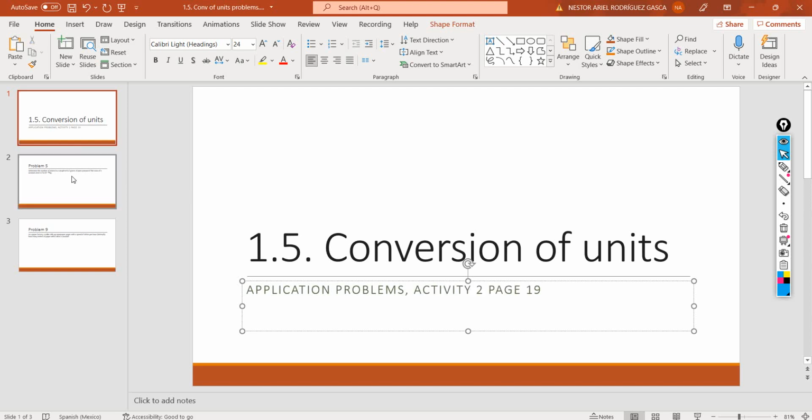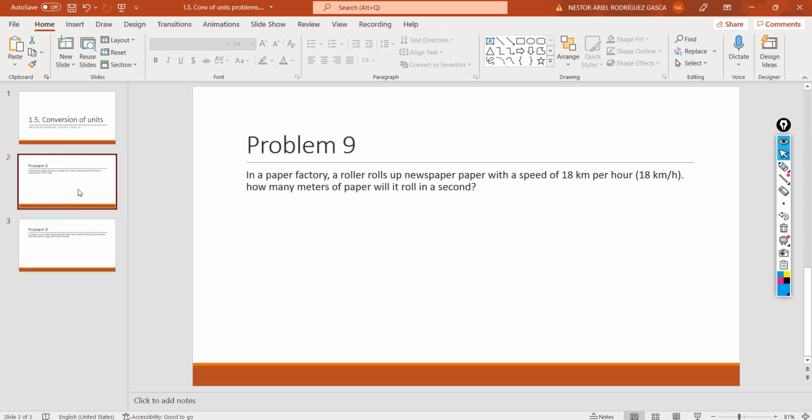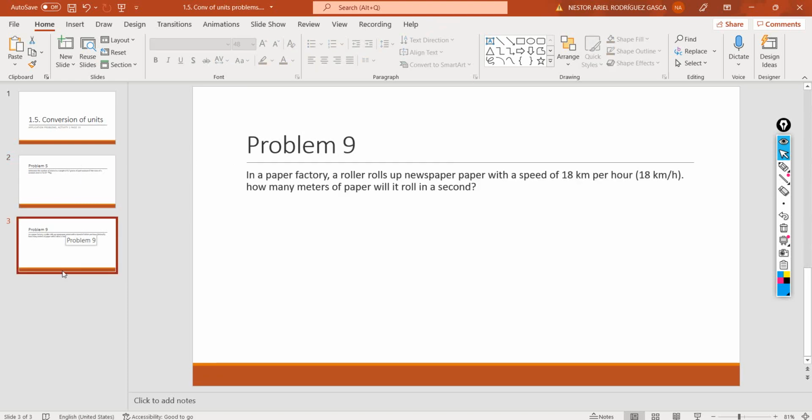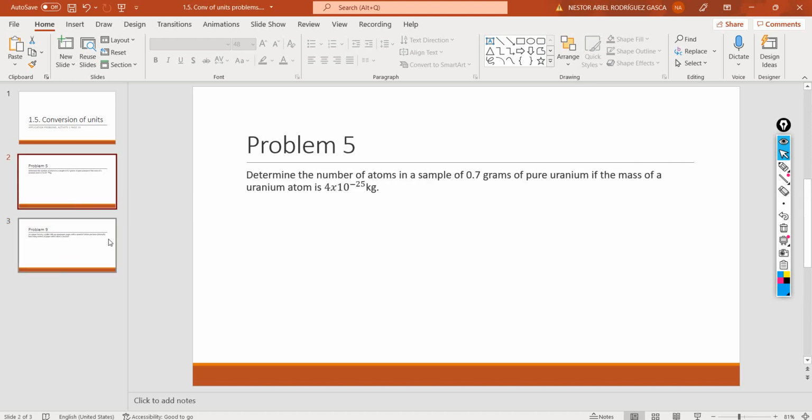I'm going to be helping you and giving you an outline on how to do these problems by solving two of those, problem number 5 and problem number 9. I'm solving these two because in my experience, these are the ones where students get a lot of confusion. Okay, so let's get started. Here we go.